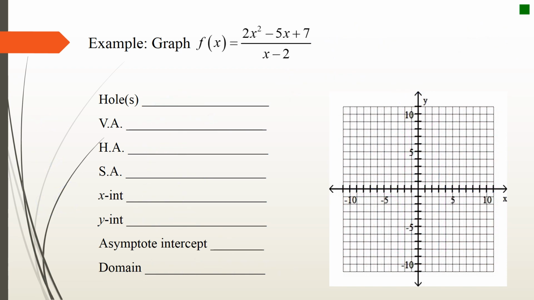Let's take a look at our last function that we're going to graph. We've got f of x equals 2x squared minus 5x plus 7, and then x minus 2 in the denominator. This numerator is prime. It does not factor. So we have no factors in common, so no factors in common means there's no holes at all. That denominator, if we set that equal to 0, this time is going to be at x equals 2. So my vertical asymptote is at x equals 2.